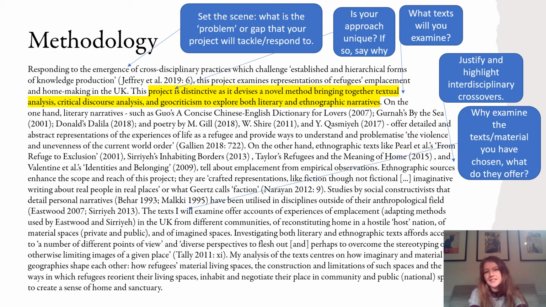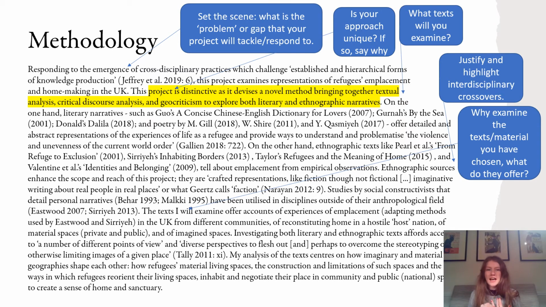So again, you need to set the scene. What is the problem or gap that your project will tackle or respond to? So here I put responding to the emergence of cross-disciplinary practices. So again, I'm saying that my methodology is responding to things. It is contributing to methodological fields in some way. Again, emphasizing that my project is unique and bringing something new, which is vital. Next I put, is your approach unique? If so, say why. And I think, again, this can apply to the whole project.